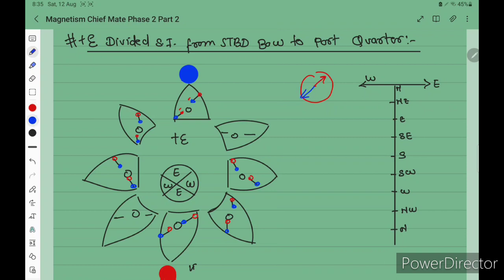So now it's close to the blue pole, and the red end of the needle will be attracted towards it, so it will be attracted eastward. Here no reflection. Attracted to westward, no reflection. Here it is repelled, because red, so it will repel. Here it will attract, and here it will attract.